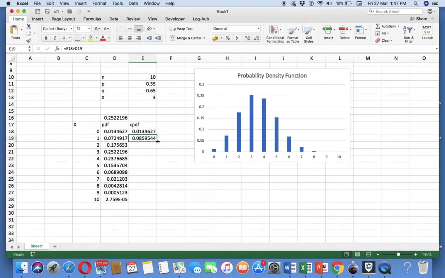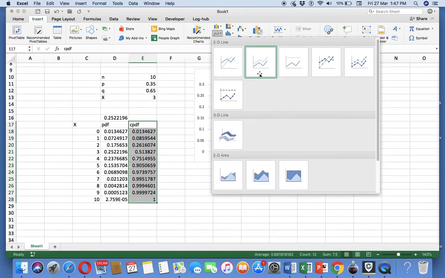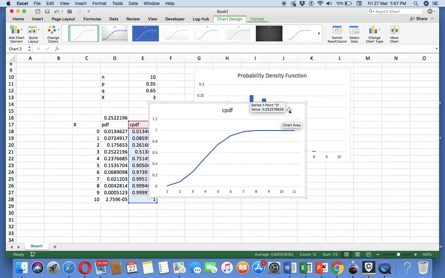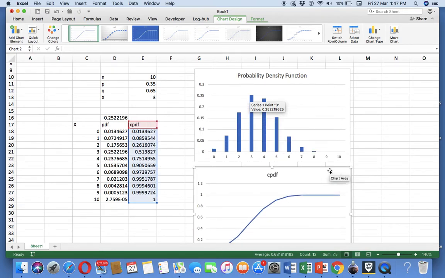And this is a cumulative probability density where I accumulated, and the last value should be 1. If I plot this, it gives me the cumulative probability. Insert, here I can use the line. I get the cumulative probability density function, which is nothing but the cumulative of the same thing.